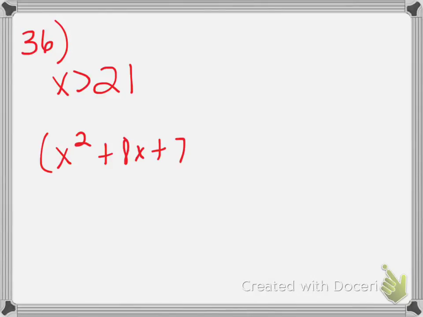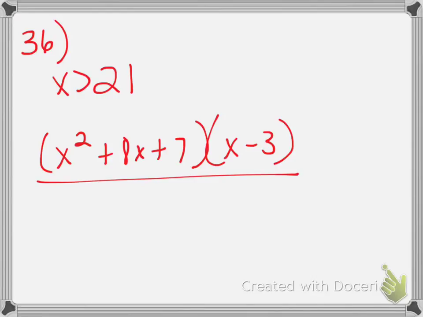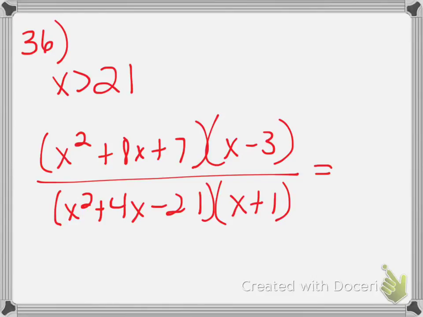Then finally, we have number 36. So it says for all of x being greater than 21, and you have (x squared plus 8x plus 7) times (x minus 3) all over (x squared plus 4x minus 21) times (x plus 1). And we want to know what that's going to equal.